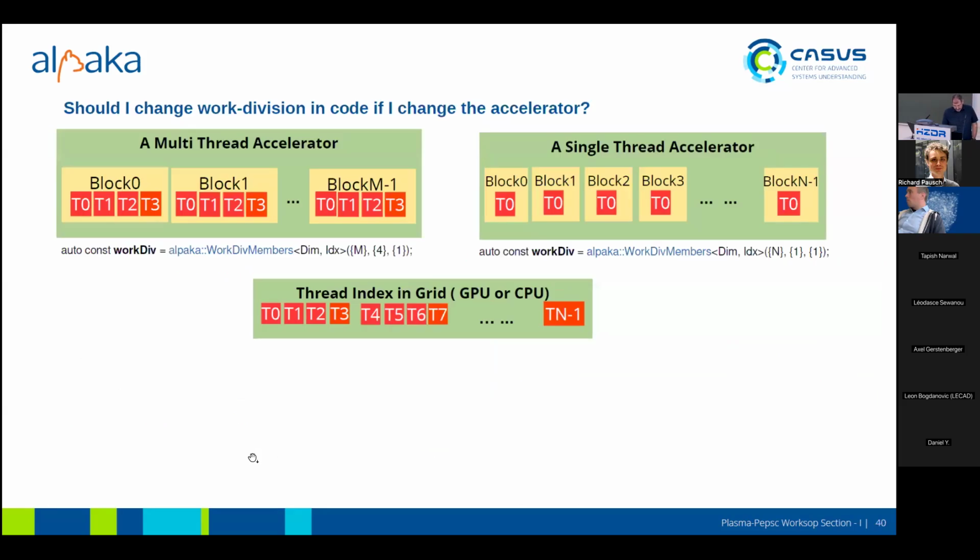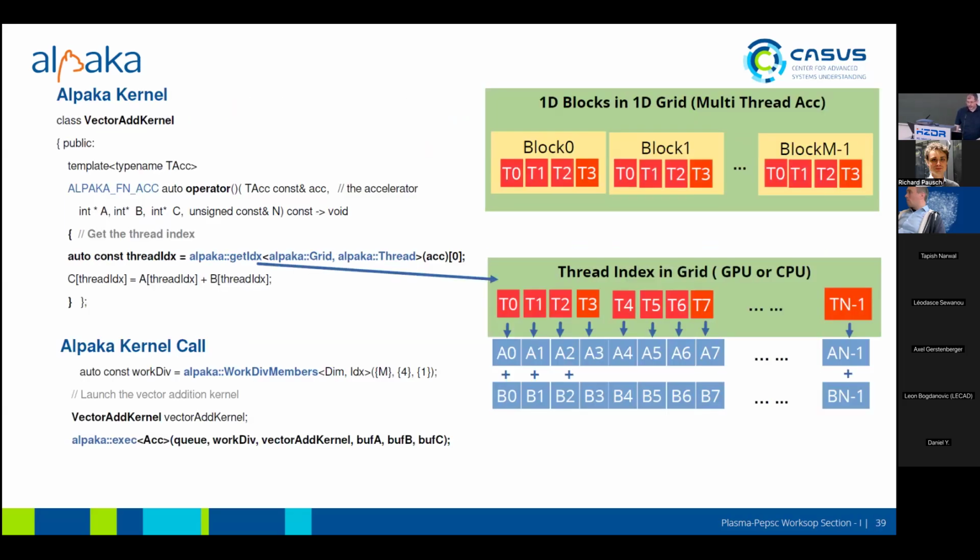And I have a question. Yes, if the length of the array is longer than the number of threads, how does it work? Then we need to extend the work division to cover all the data. Therefore, work division should be selected depending on the data size.